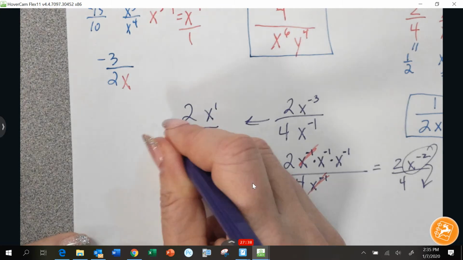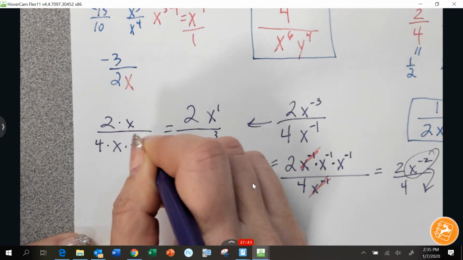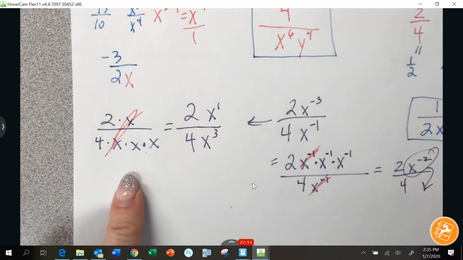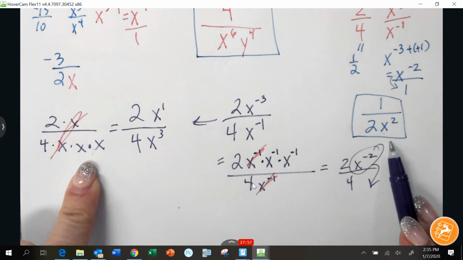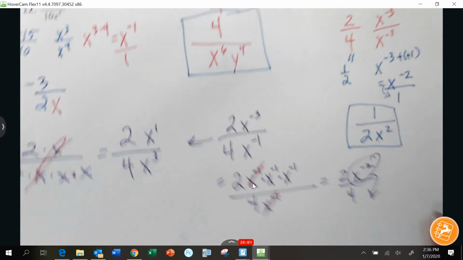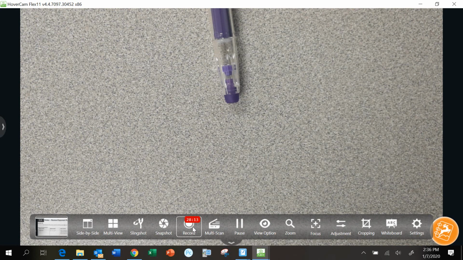And if we did it the long way from here, like 2 times x over 4 times x times x times x, you can see they're on the bottom, so the answer is going to have the squared on the bottom. There are multiple ways to do this. I just wanted to go over the shortcut rules, because that's where people make mistakes, trying to do the rules when you don't know the rules. So you have a practice assignment.